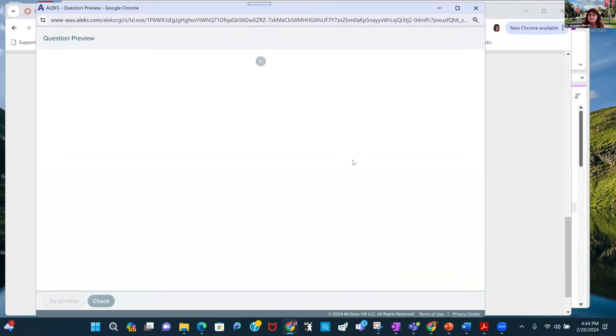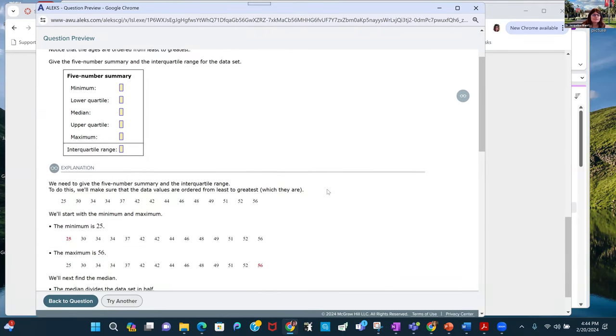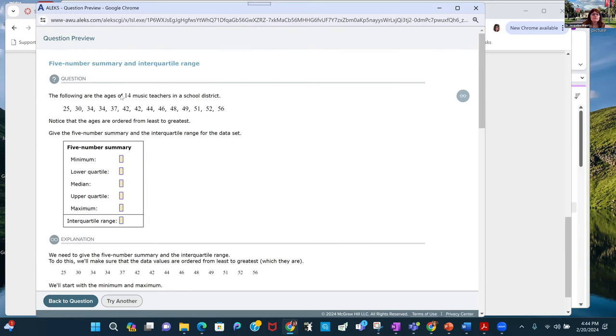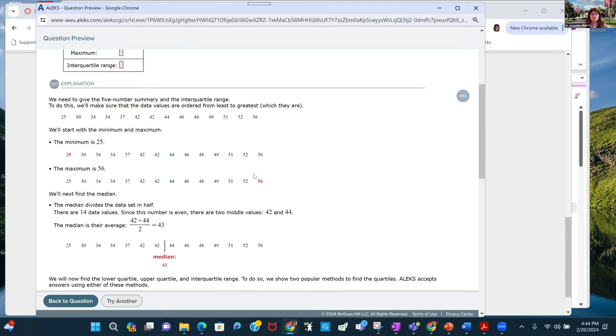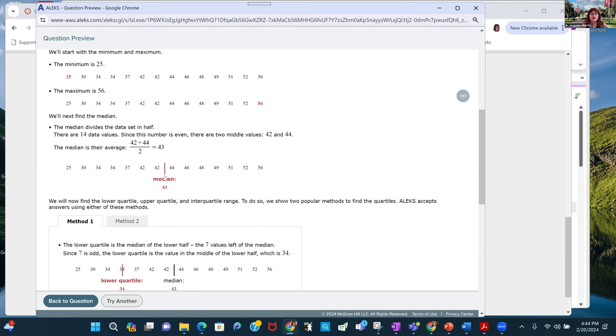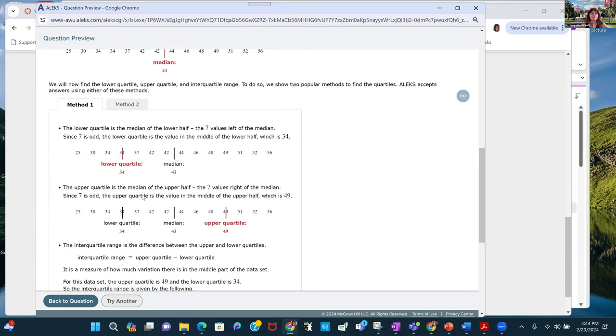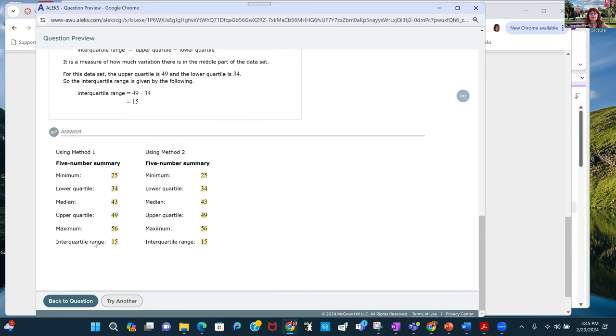Let's just see. And Alex, I forget if I pulled up one of these or not on the lecture notes. So here we have 14 music teachers. These are their ages. Thankfully, they've sorted them for you. Otherwise, I just feel like that's a waste of time for you guys to be sorting. But yeah, so the minimum and the maximum is really easy. And then the median is that middle. 14 is an even number. You're going to have seven to the left and seven to the right, and then average or find the midway point. And now you've got seven to the left, so there's a firm middle number. That's your lower quartile, upper quartile, and you can subtract those to get the interquartile range.